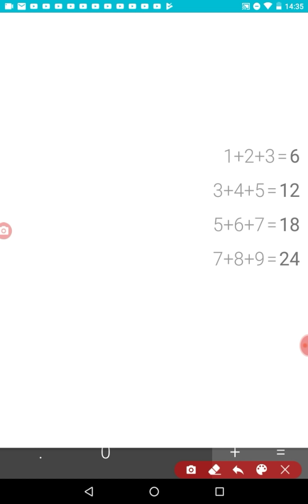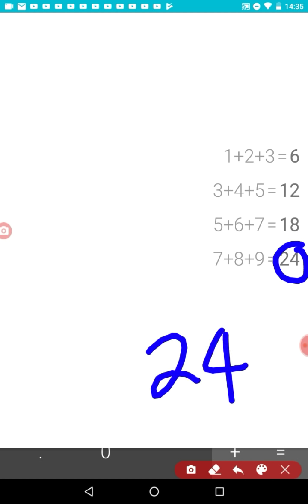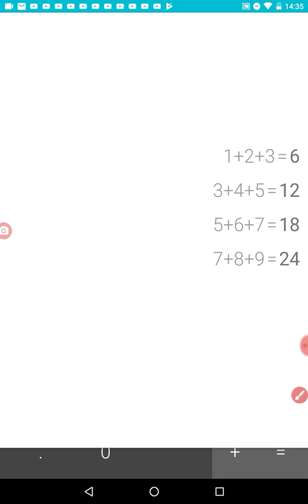Notice here how they go up in sixes. See that? 6 plus 6 is 12. 12 plus 6 is 18. 18 plus 6 is 24. So we're left with 24 at the end. 24 hours a day. 2 times the 12.